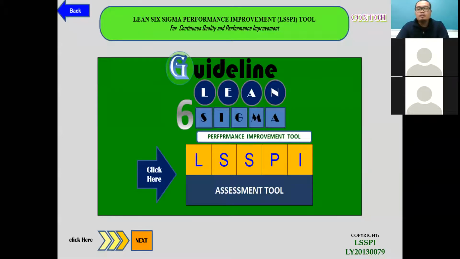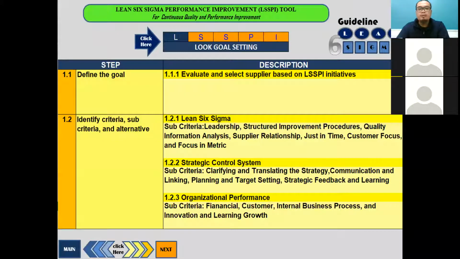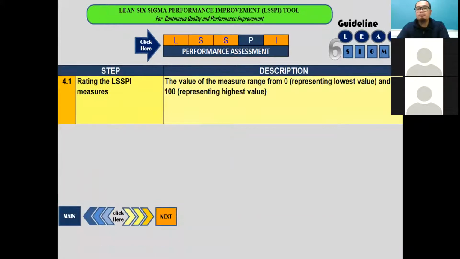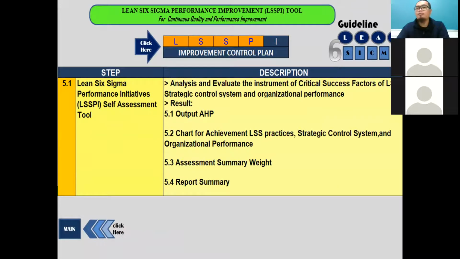In my case also, when I was studying my PhD in 2008, I also got a copyright for my guideline, which we call LSSPI. My students from engineering also apply this research design to answer their objectives and research questions. They start with L, look for goal setting; S, structure the hierarchy; S, set the benchmark; P, performance assessment; and I, improvement control plan.